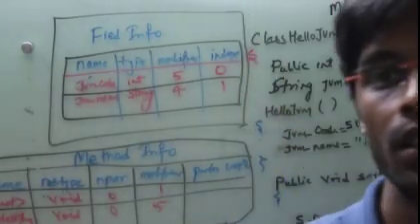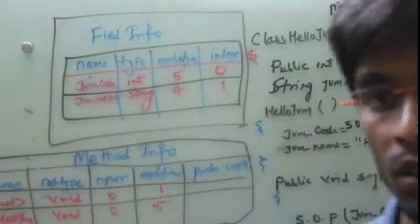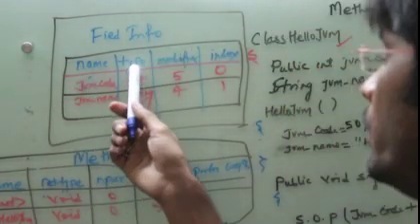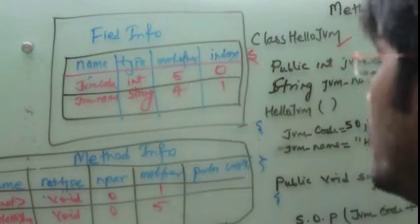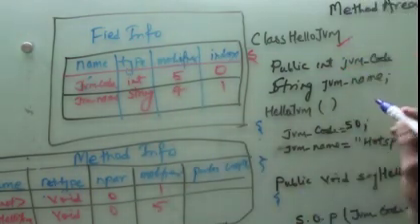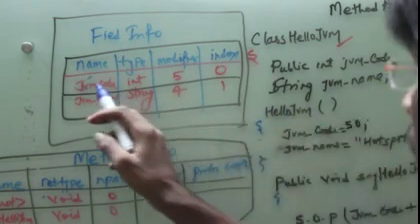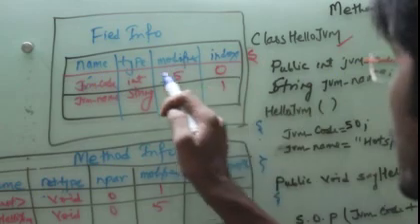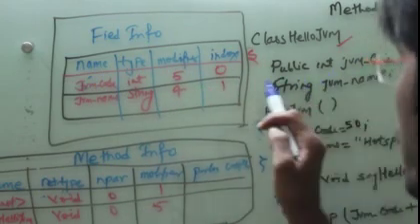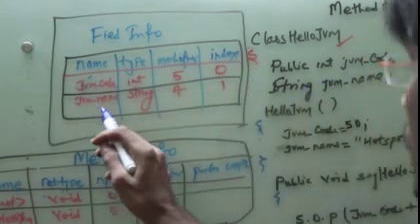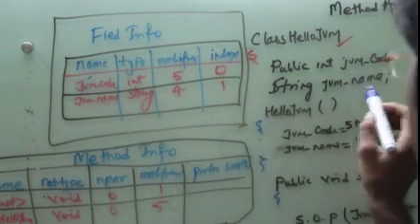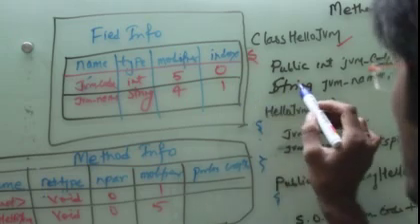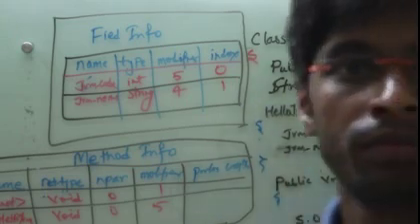The third area in the method area is field information. Field information comprises the field name, the field type, the field modifier, and the index. In this HelloJVM, I have a JVM code and a JVM name. JVM code is the name of the field, its type is integer, its modifier is 5, and its index is 0. JVM name is my second field, whose type is string, and its modifier is 4, and the index is 1.